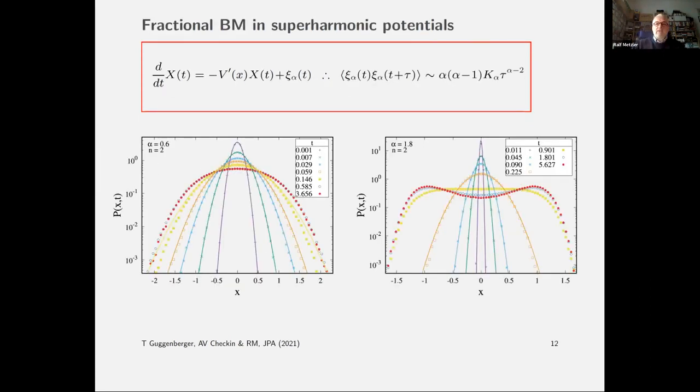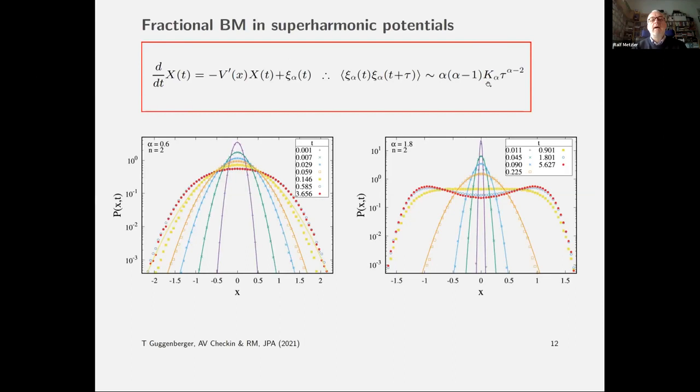Now, let me switch to another fractional process, and this is fractional Brownian motion, and you will see that there are many, many similarities in how the system behaves. So now we describe the process with this Langevin equation. Here we have our confining potential, and here we have a fractional Gaussian noise. So it's Gaussian, but it is long-range correlated.